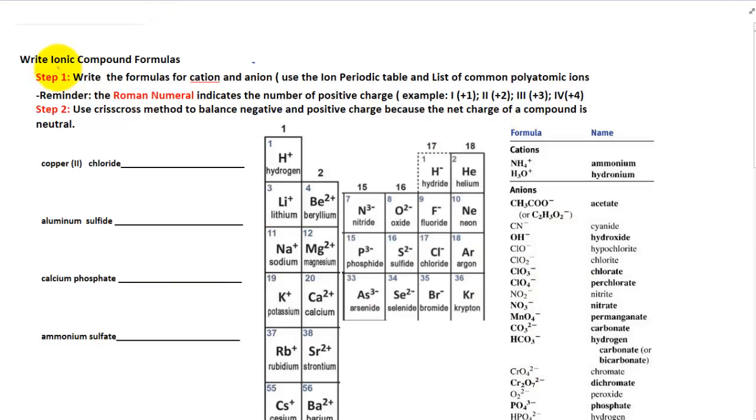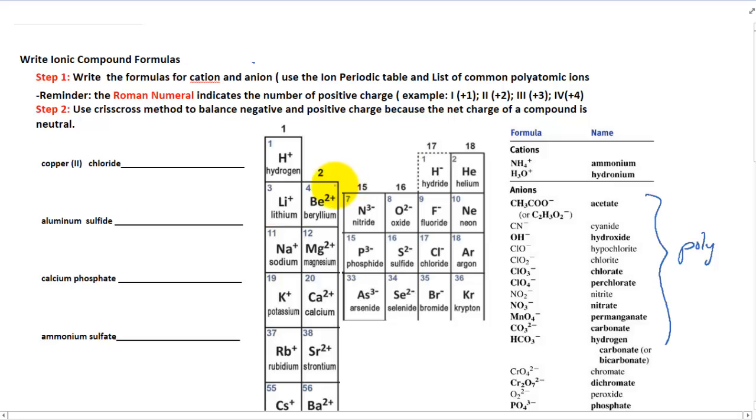In this lesson, you are going to learn how to write ionic compound formulas from given names. There are two steps. The first step is to write the formula for cations and anions. Here I have some common ions on the periodic table, as well as the polyatomic ions given to you over here. So these are polyatomic ions, okay? And these are the monoatomic ions on your periodic table.